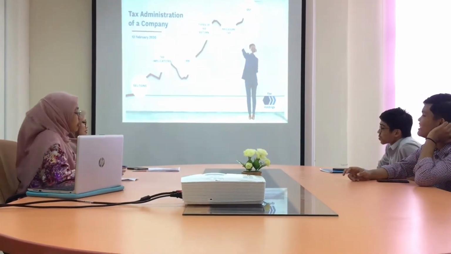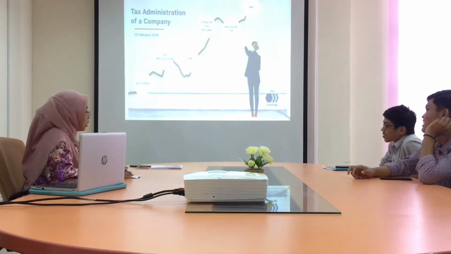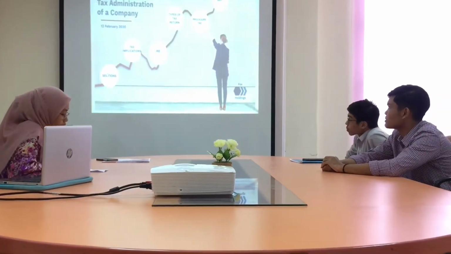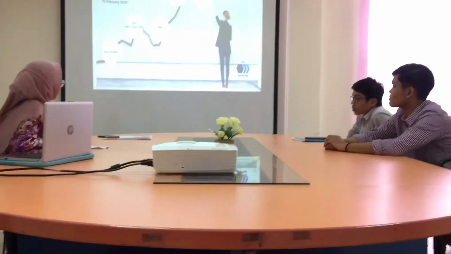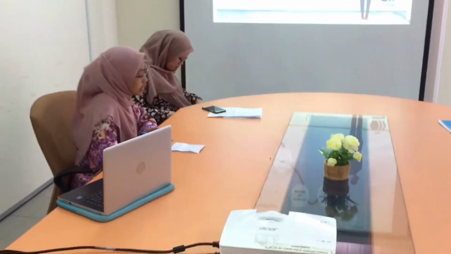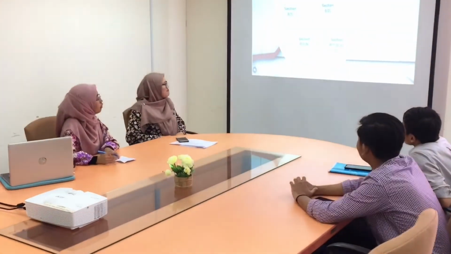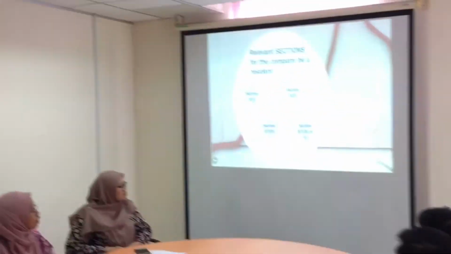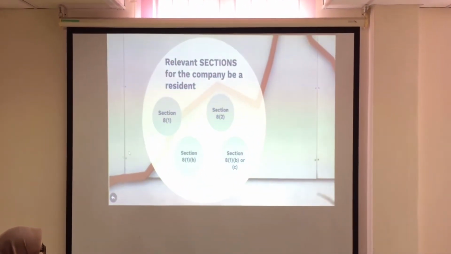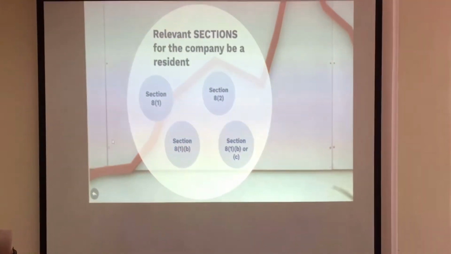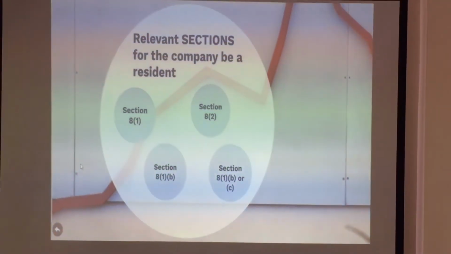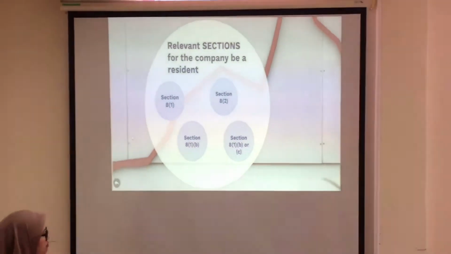So for incorporating a new company, we need to determine the resident status first. The resident status is important because the company can know whether it can enjoy a preferential tax rate and also tax incentives. So there are 4 relevant sections for the company to be a resident. They are Section 8 Subsection 1, Section 8 Subsection 2, Section 8 Subsection 1B, and lastly Section 8 Subsection 1B or C. So I'm going to explain these sections one by one.